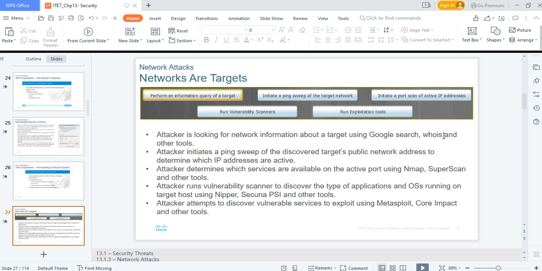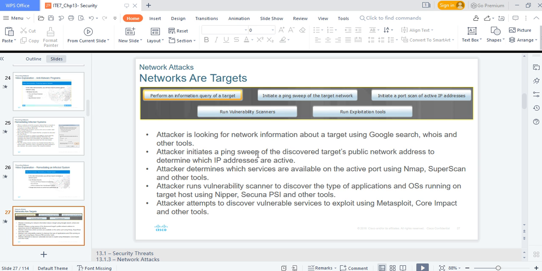For instance, if you go to whois.com, you can put a website there. You're going to see the IP address where the website is hosted. If you pick up an IP, you can put it on whois or Shodan. You're able to see some internal IP addresses, some external IP addresses, even performing some advanced Google search or using other tools. Attackers initiate a ping sweep.